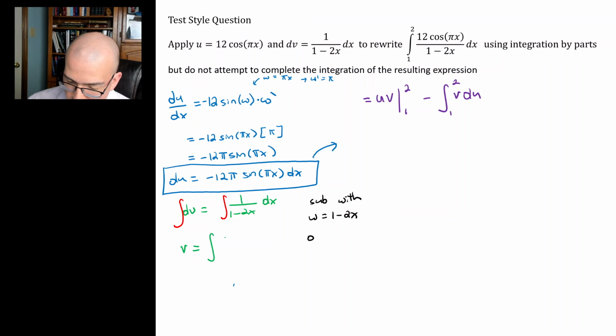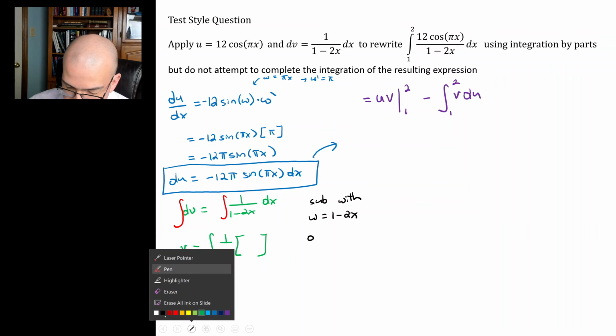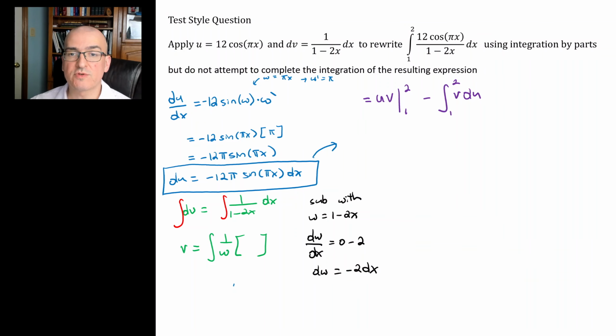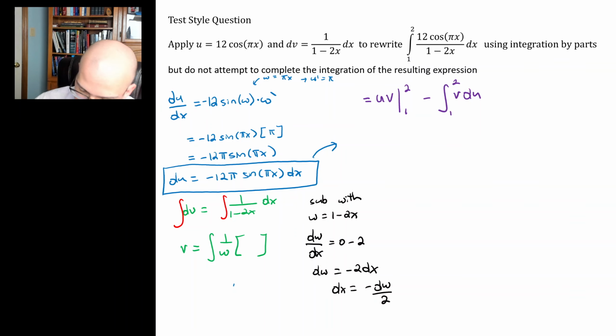So we have an integral of 1 over w, but we have to replace the dx to do the usual thing. So I'm going to take the derivative of the substitution, dw by dx, 0 minus 2. So dw is equal to negative 2 times dx. But remember, with substitution, we have to isolate for dx. So I'm going to divide both sides by negative 2, negative dw over 2, and just bring the negative sign up.